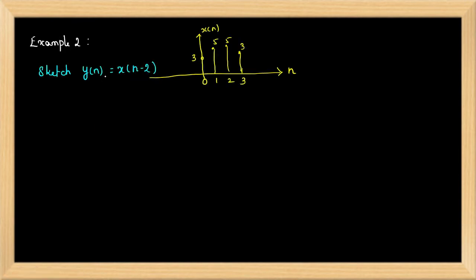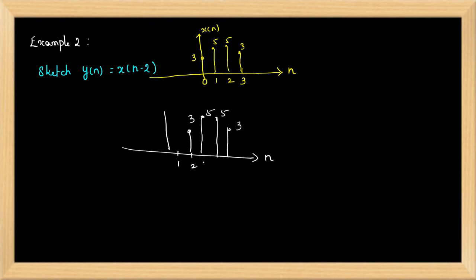Now sketch y of n equal to x of n minus 2. That means here we have to shift the samples. Here t naught is positive, so it will shift towards right. So our new samples will be like this. N towards right means 0, 1 will now start from 2. So at 2 it will have the amplitude 5, at 3 and 4 the amplitudes follow. So this will be our new signal y of n.